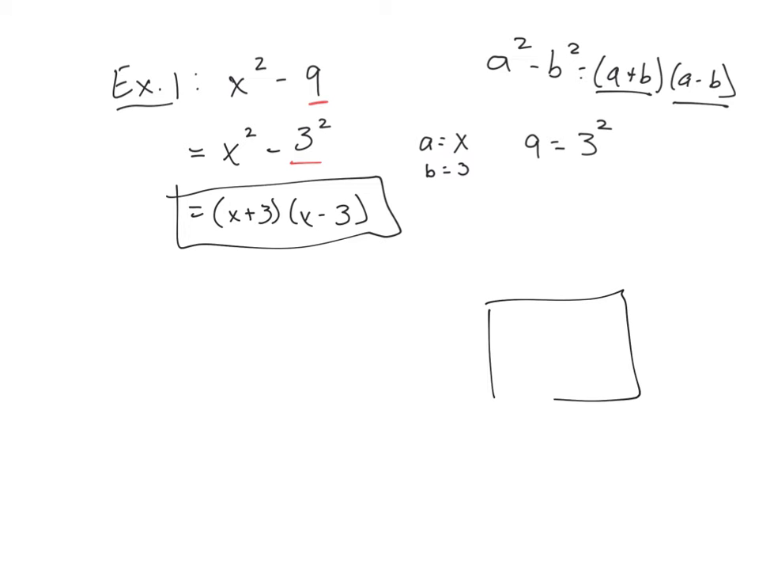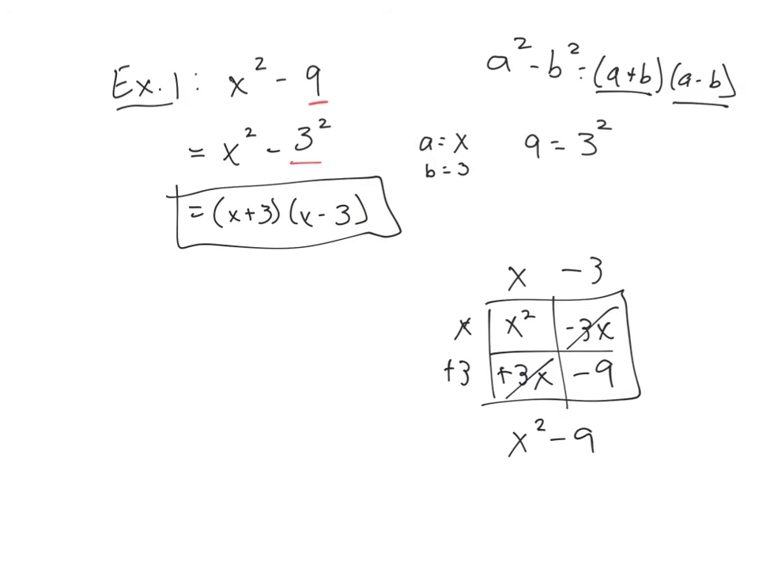Now if I want to prove this by checking my work, x plus 3 times x minus 3, I'd have x squared, plus 3x, minus 3x, and minus 9. Of course, these two boxes are going to add to 0, or cancel, and I'm just left with x squared minus 9, which is what I had originally.